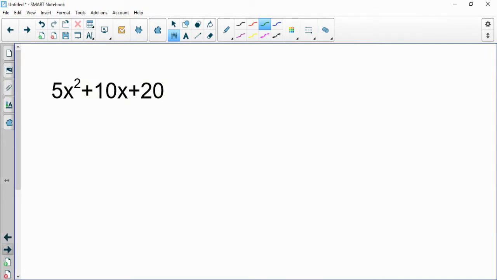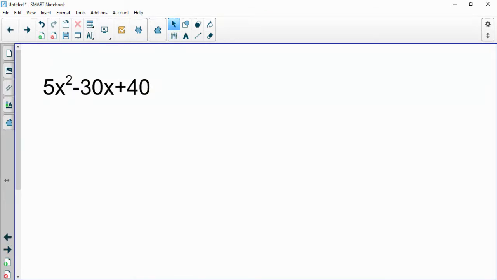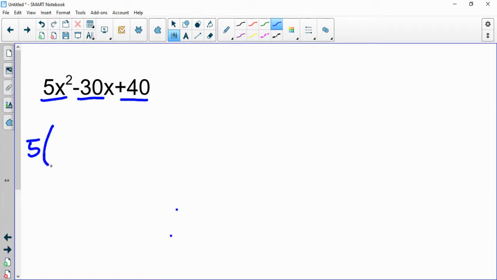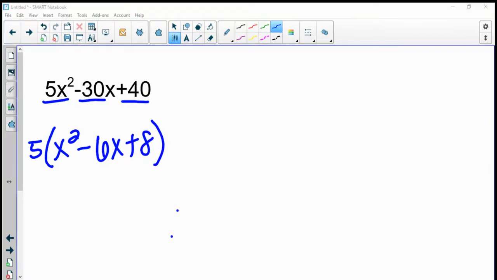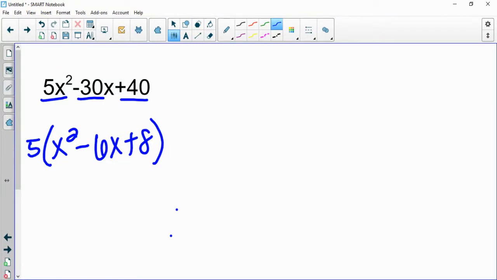So we're going to do another example. The next one we're going to do is 5x squared minus 30x plus 40. And let's see, 5 and negative 30 and 40. All of those you can divide by 5. So we're going to take a 5 out. 5x squared divided by 5 is just x squared. Negative 30x divided by 5 is minus 6x. And then 40 divided by 5 gives you an 8.